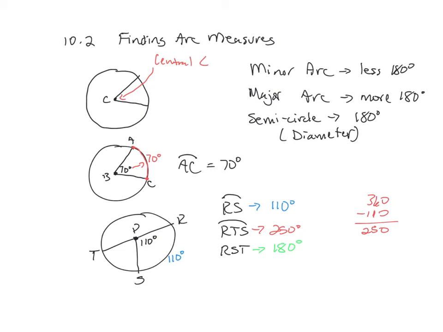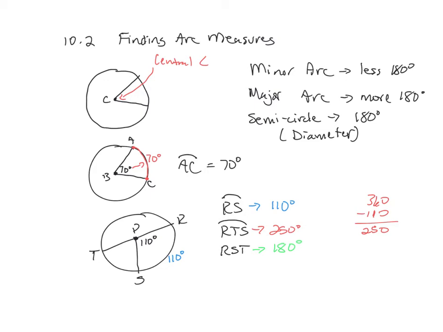So the beginning part of your assignment is going to be just doing that. Name the red arc and find its measures. The naming would just be the letters, and then what's the degrees.